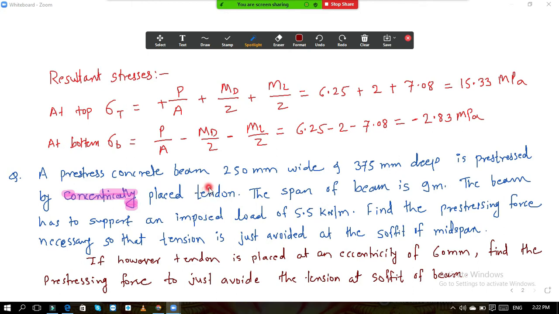Next, the span of the beam is 9 meters. Span is given to you. The beam has to support an imposed load of 5.5 kilonewton. Find the prestressing force. So here you need to calculate the value of prestressing force.